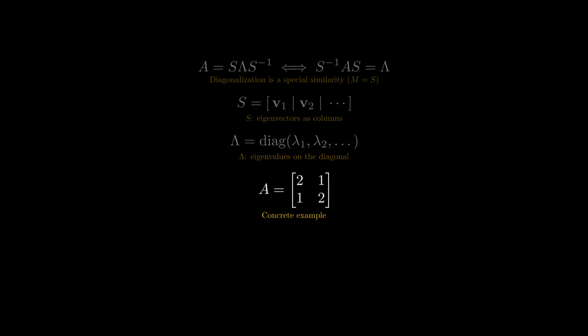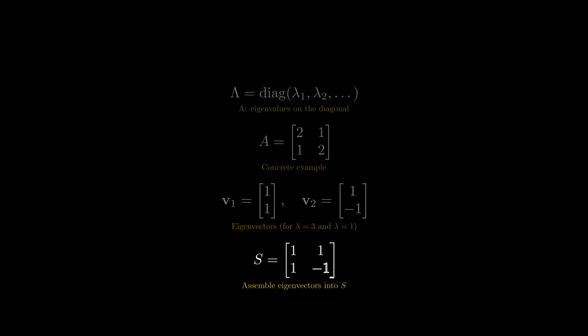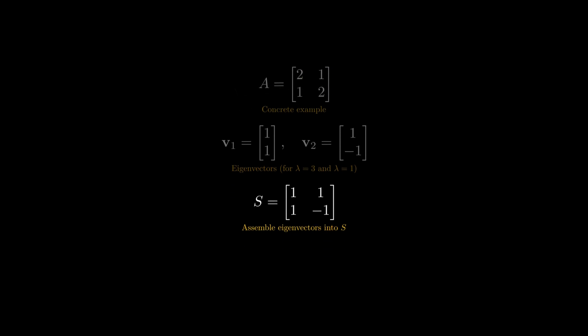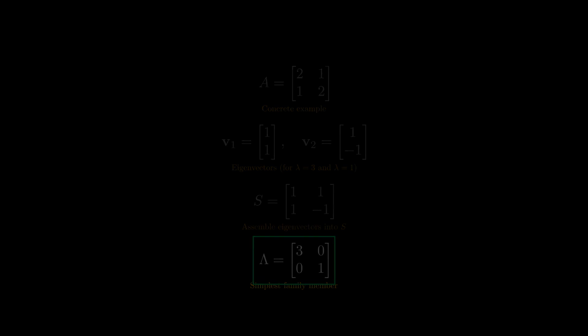For our example, A equals the matrix with rows 2, 1, and 1, 2. Its eigenvectors are 1, 1, and 1, -1, so S is the matrix with rows 1, 1, and 1, -1, and lambda is the diagonal matrix with 3 and 1 on its diagonal. Lambda is the simplest cousin in the family, but it's just one of infinitely many similar matrices. Let's build a similar matrix ourselves, using a non-eigenvector M to prove this works for any invertible choice.